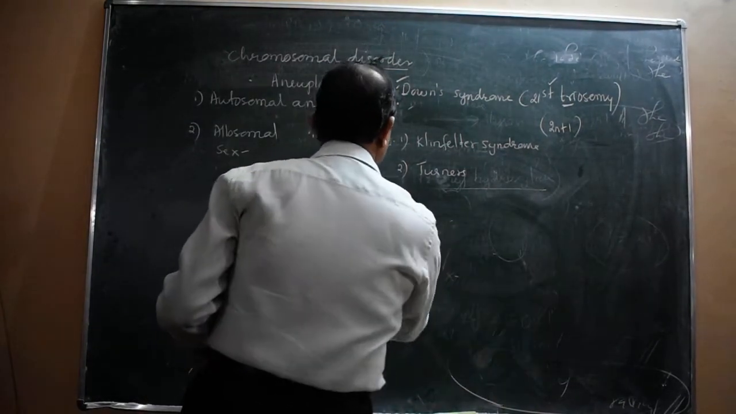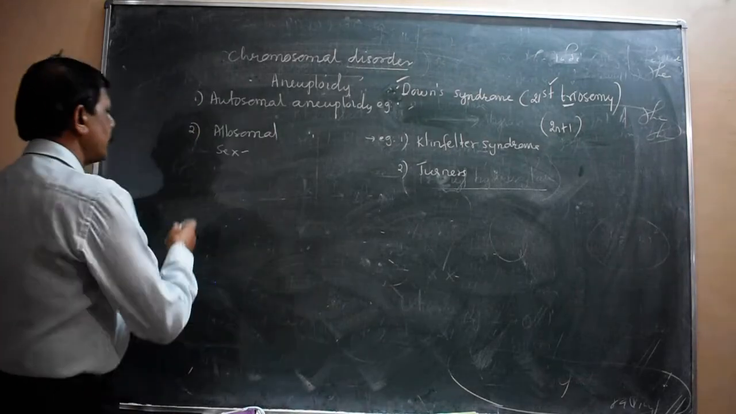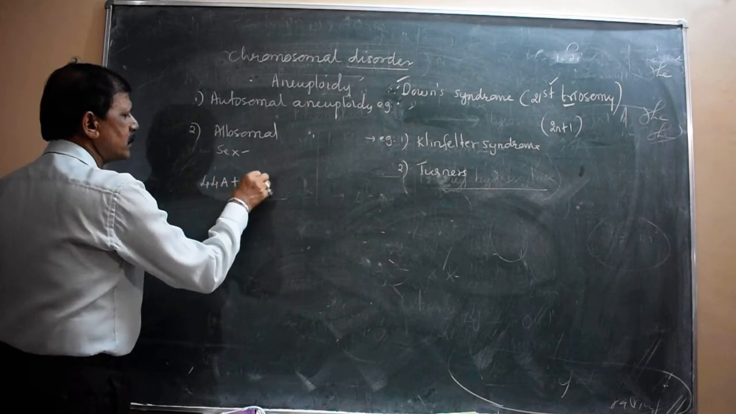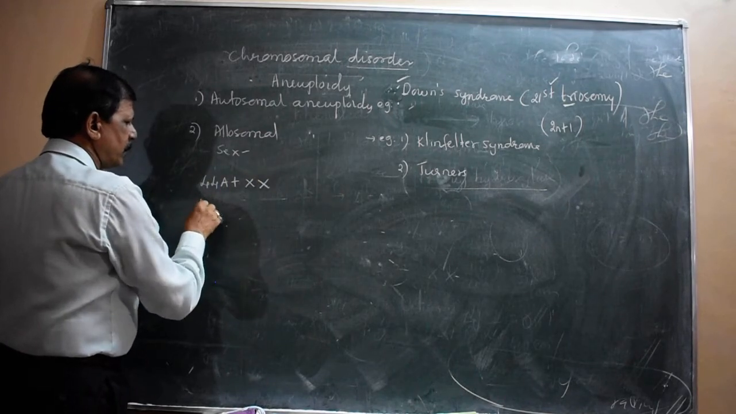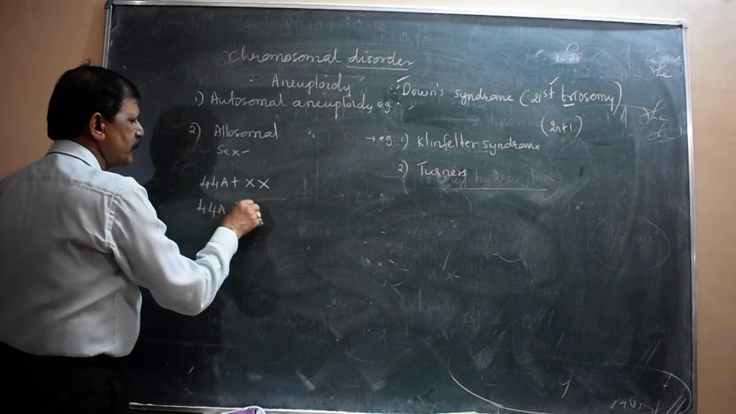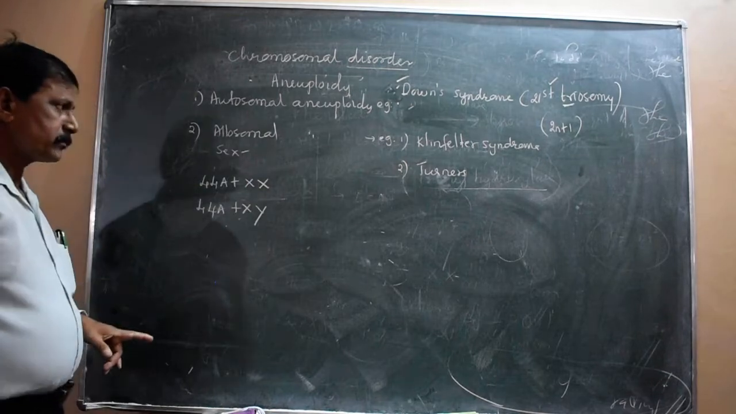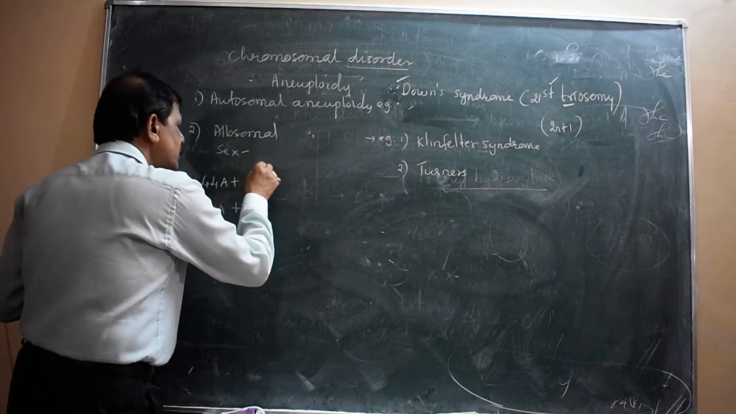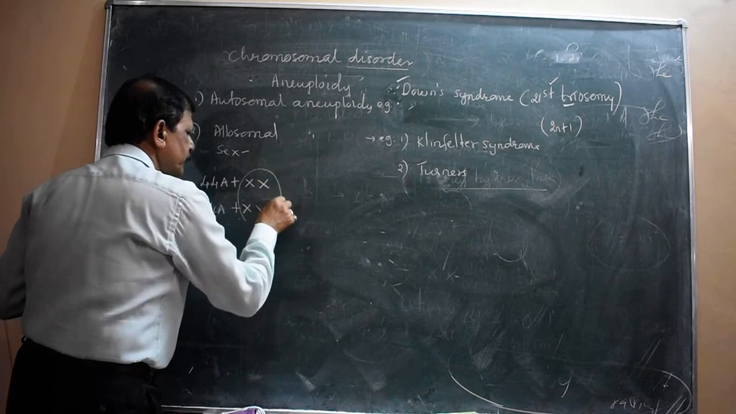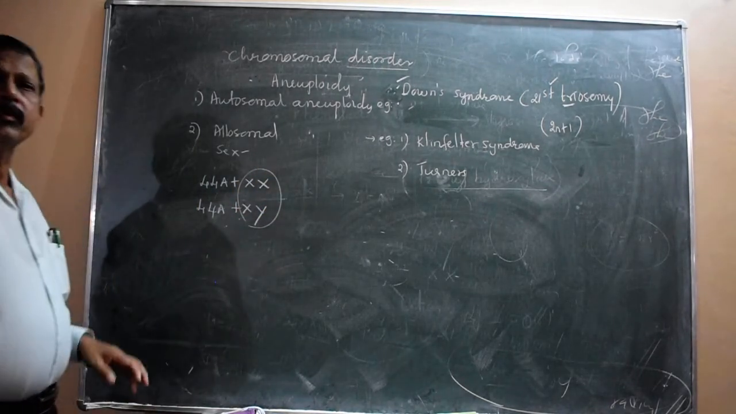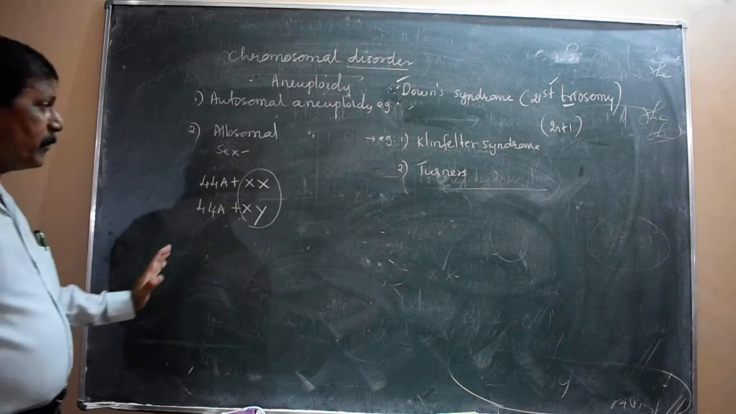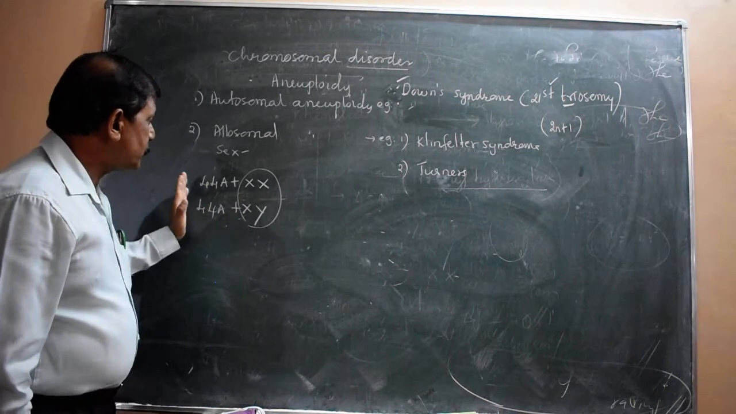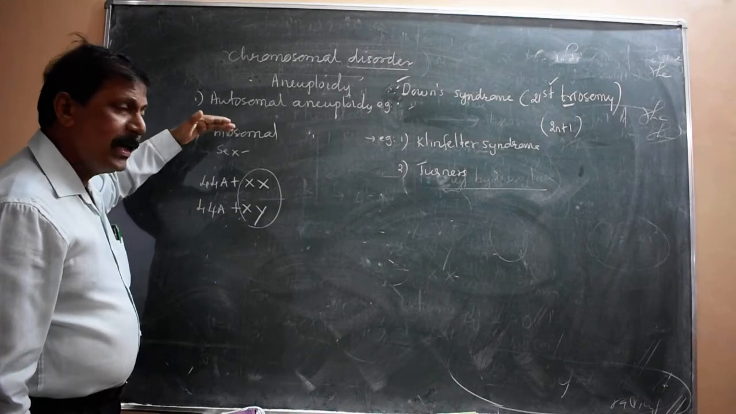It is the allosomal disorder. Now, allosomal: 44A plus XX is a female, and 44A plus XY is a male. That you know. Here, in allosomal disorders, changes take place in the allosomes, and the number may vary. It is not a case of the autosomes, because you are studying only the allosomes.